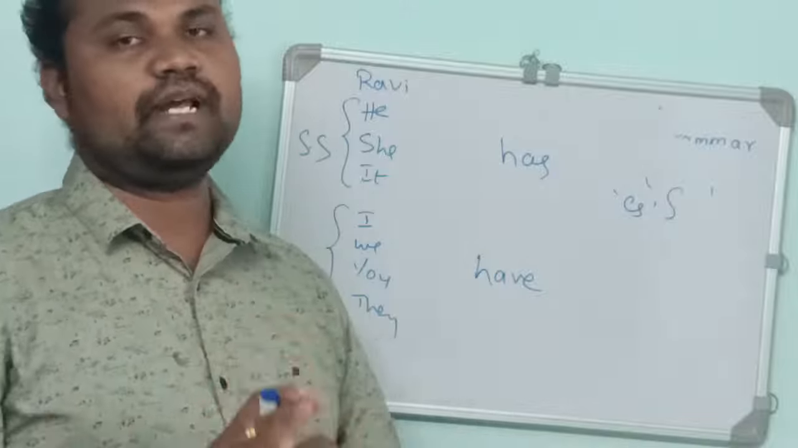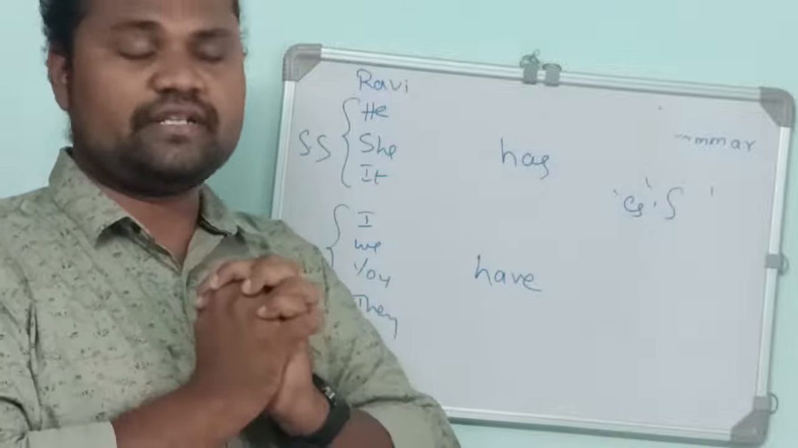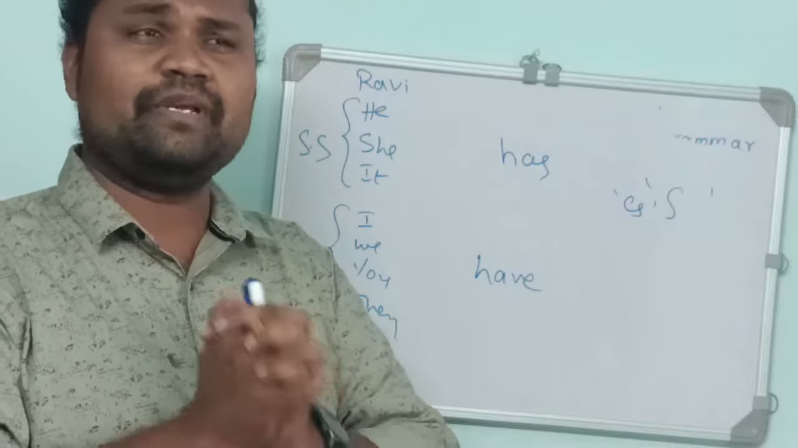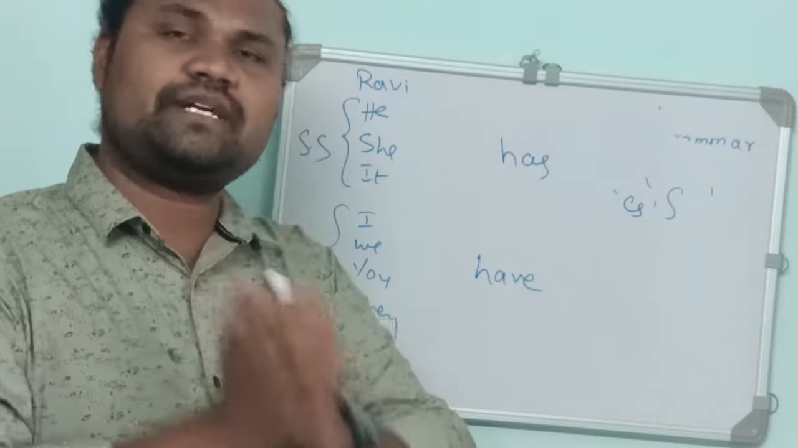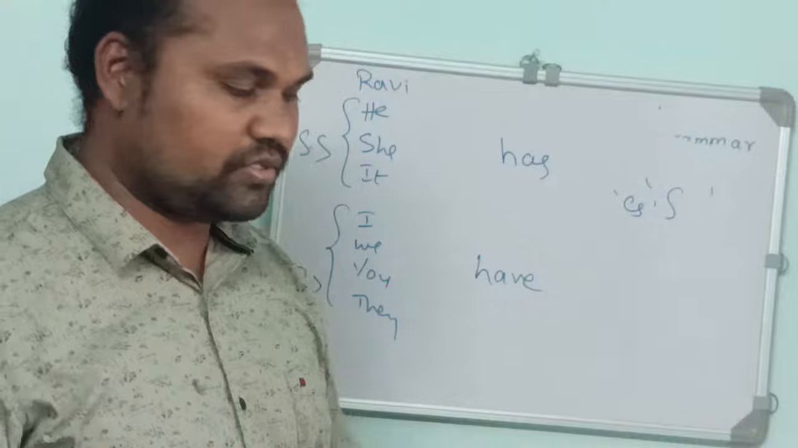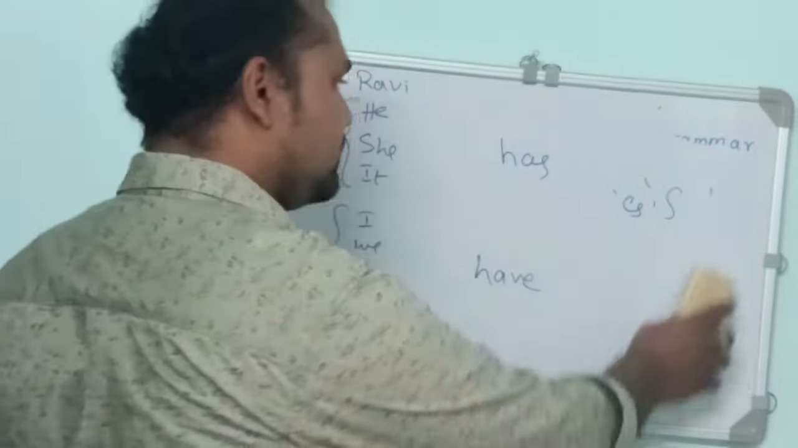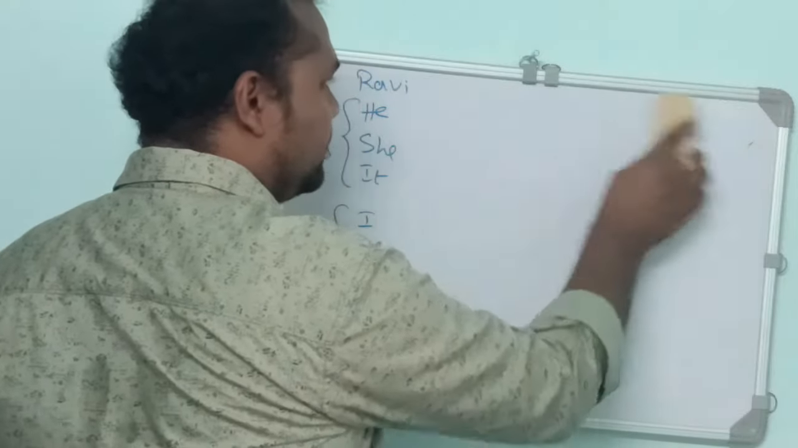You need to use subject and verb like this here: singular subject, singular verb, plural subject, plural verb. Like this, if you maintain agreement, your English will be grammatically correct and perfect. Understood? Let us look at some more examples now.